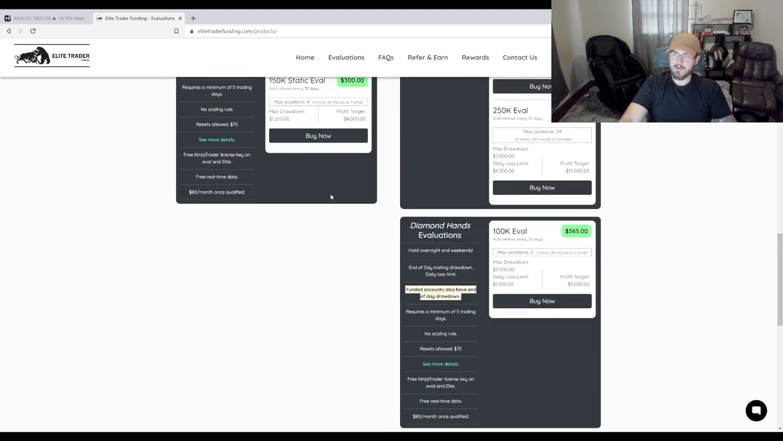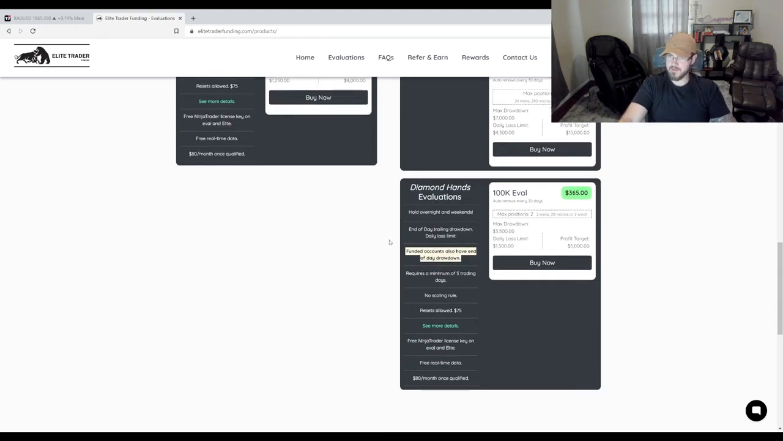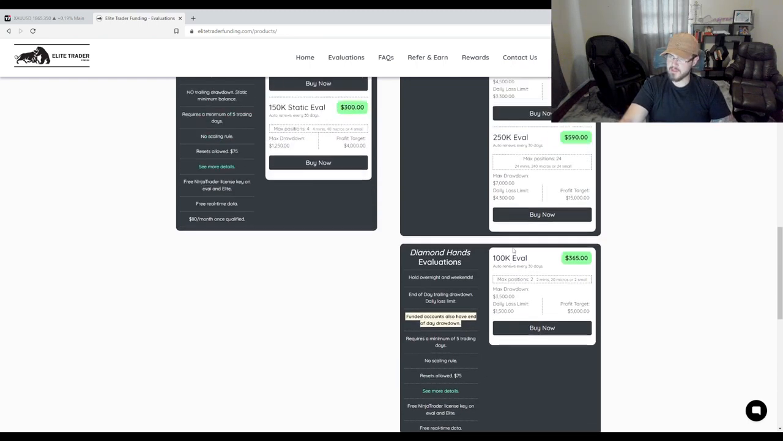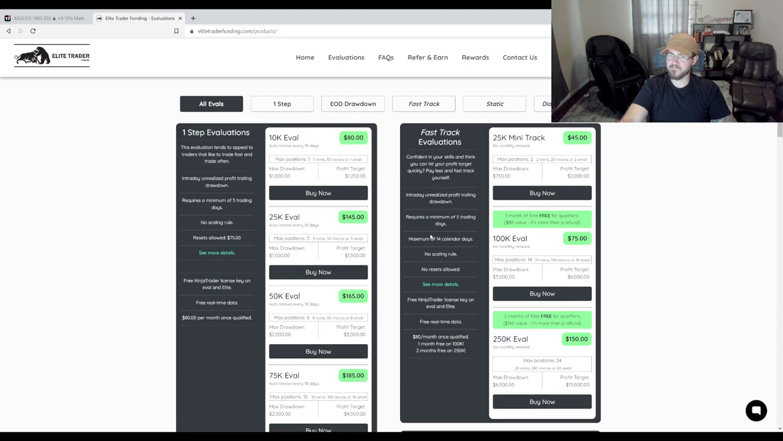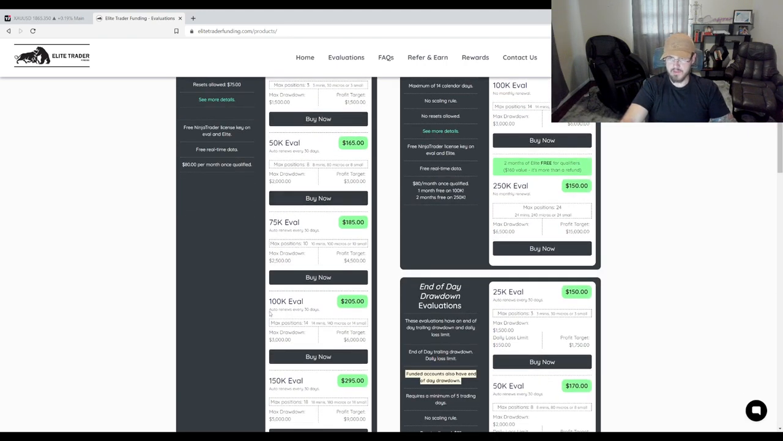But yeah, I don't know. It seems interesting. There are just so many rules and so many different things, and I don't understand why. The one step seems interesting though. For the 100K, you can only be in a 3% drawdown, but you only have to get a 6% win. Just weird.